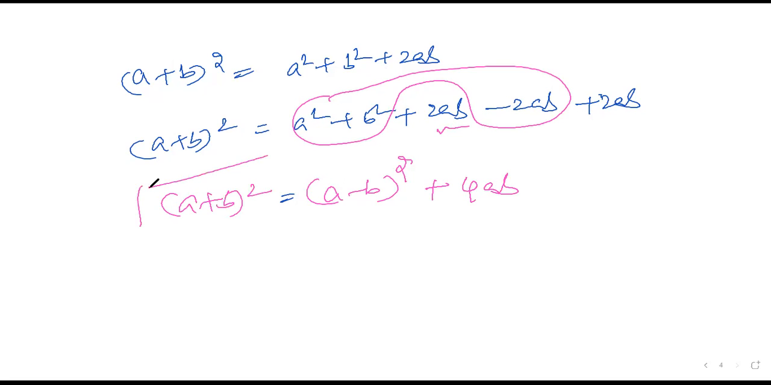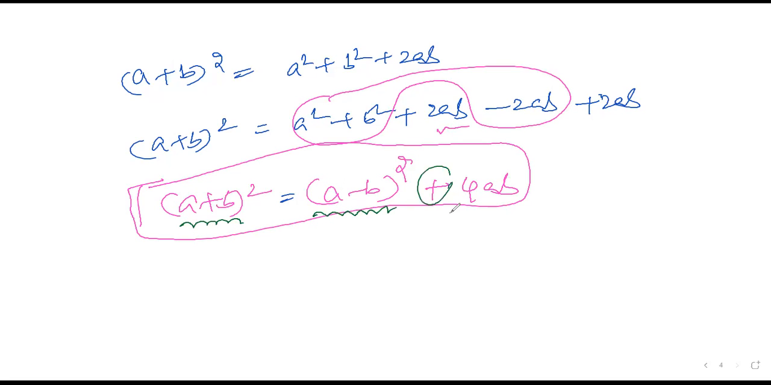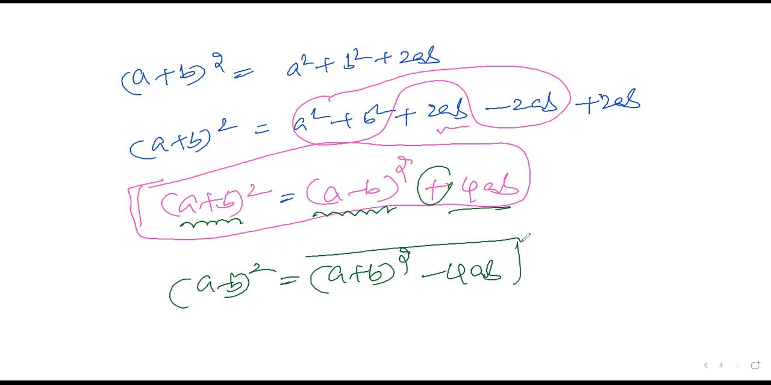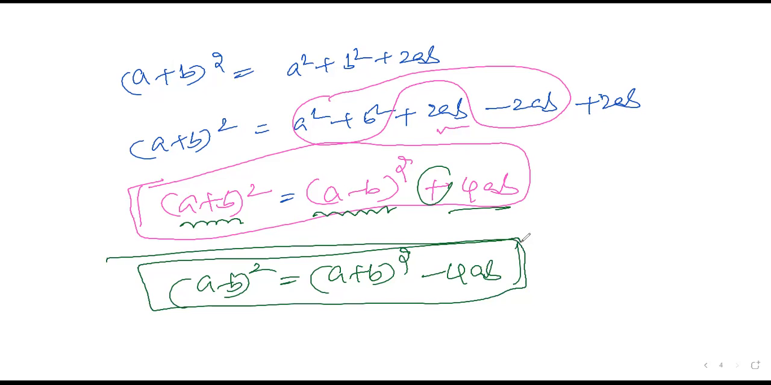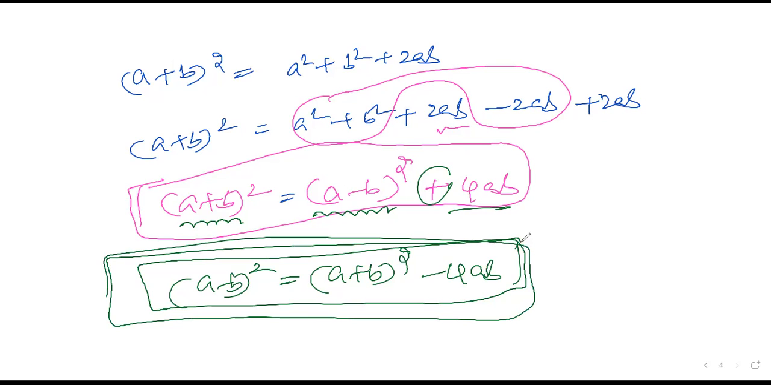So I have a relation. What is the relation here? I want the relation between a plus b whole square and a minus b whole square. What is the relation? a plus b whole square is equal to a minus b whole square plus 4ab. If you want to write it in reverse, a minus b whole square is equal to a plus b whole square minus 4ab. This is another relation. Clear?